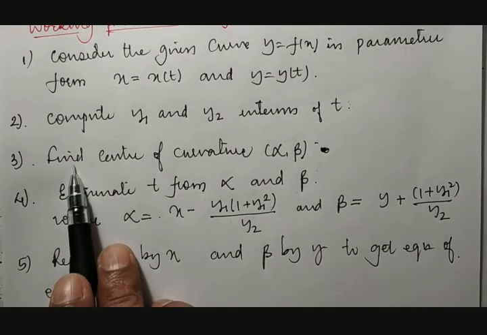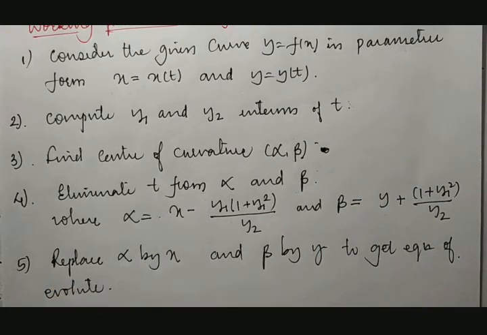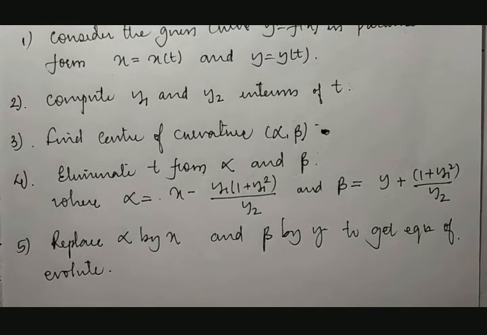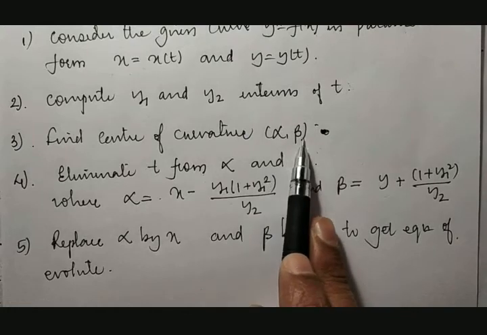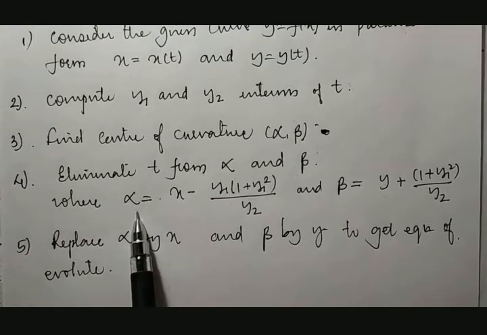Then we need to find the center of curvature. Center of curvature we already studied in previous videos, how to find the center of curvature and circle of curvature. To calculate the center of curvature, which is nothing but alpha and beta, we have a formula: alpha is equal to x minus y1 into (1 plus y1 square) by y2, and beta is equal to y plus (1 plus y1 square) by y2.